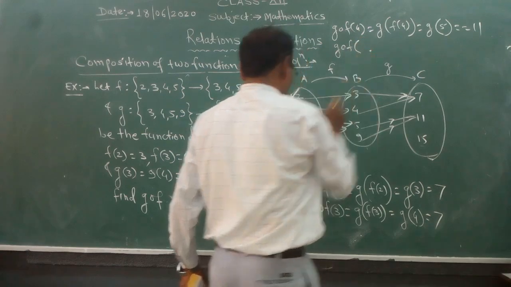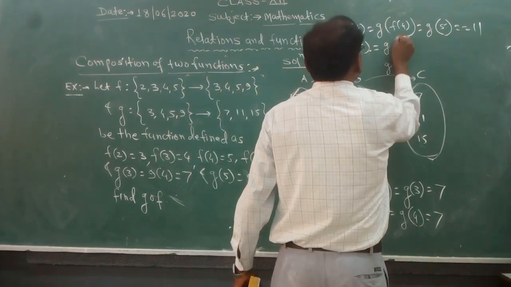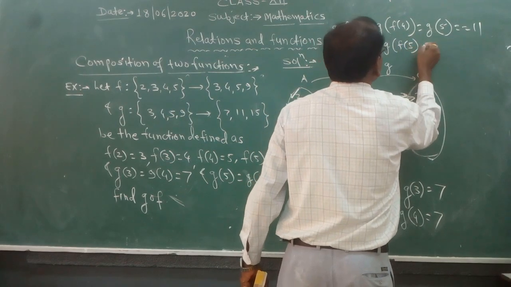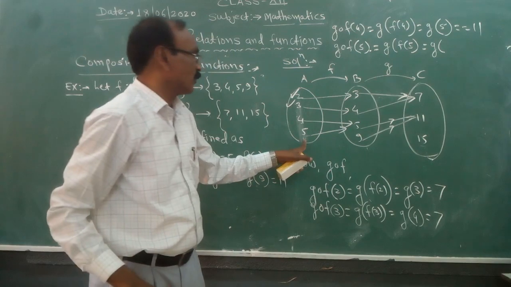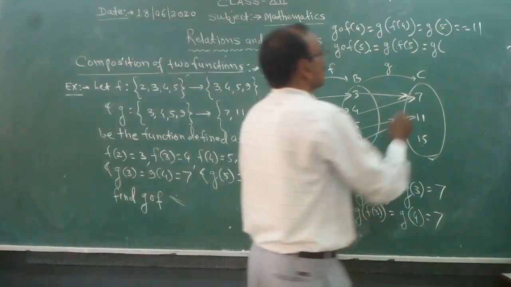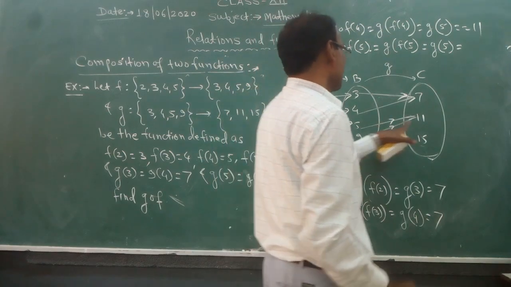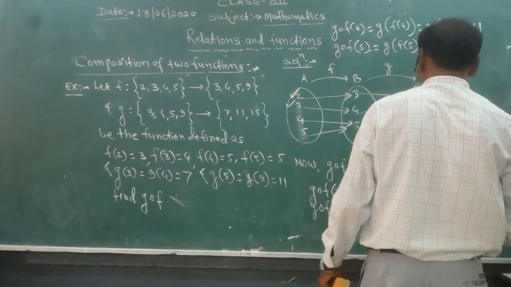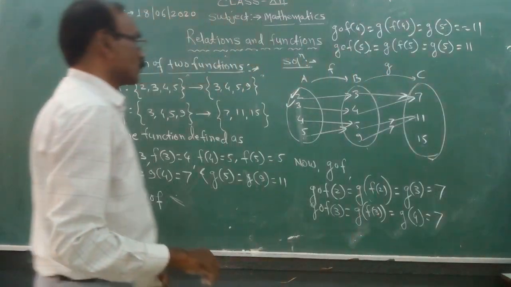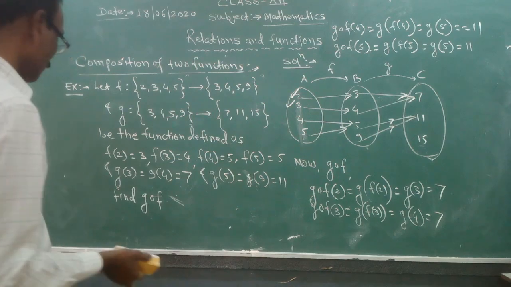G circle f of 5. That is g of f of 5, g of, what is f of 5? f of 5 is 5. Then what is g of 5? g of 5 is 11. In this way, we can find the composition of two functions here.